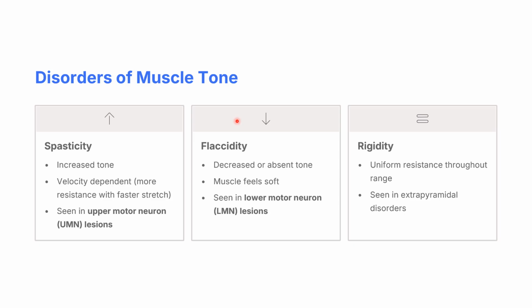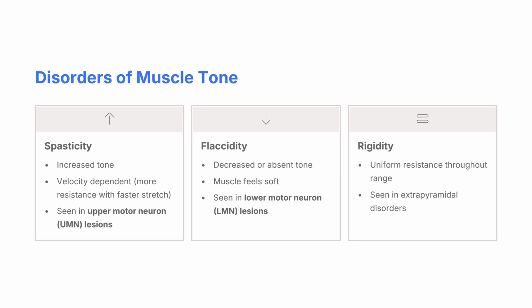Next is rigidity. Rigidity is a uniform resistance through the range. That means from the start of the muscle movement till the end, throughout that range of motion, you will feel the resistance. That is rigidity, and generally it is due to problems in the extrapyramidal tracts, right?